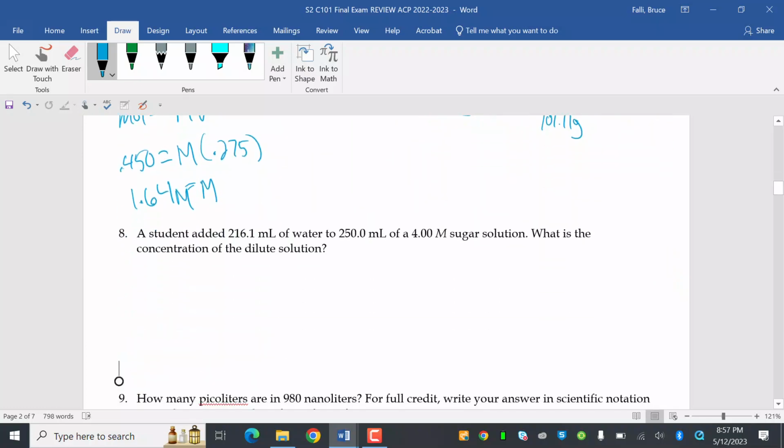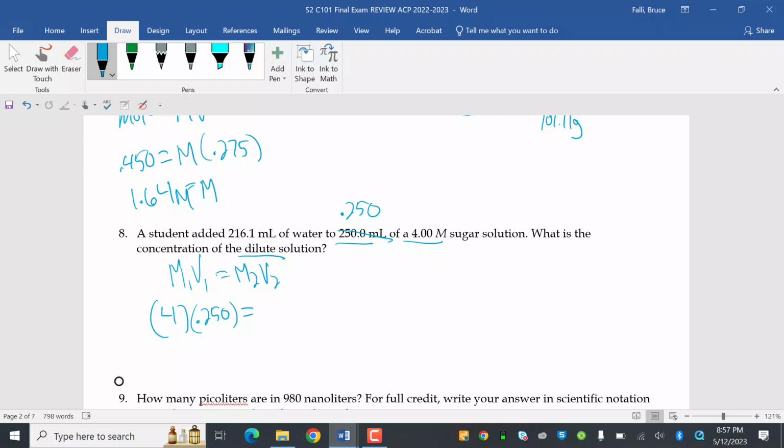All right. Student added 216 milliliters of water to 250 milliliters of 4 molar sugar solution. What is the concentration of dilute? I see the word dilute. I'm using my dilution equation. M1V1 equals M2V2. My original dude here is a 4 molar. And I don't have to, but it's a really good practice to just get used to always changing milliliters to liters. You don't have to here. If you want to know why, ask your math teacher, but you don't have to here. I'm looking for the new, what is the concentration?